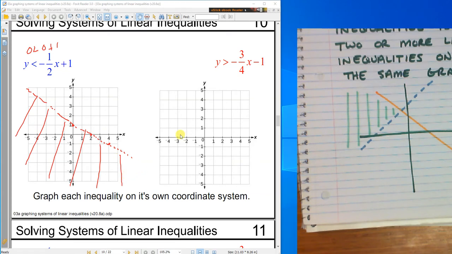This is the last lesson we did. This one, I start at -1. I go down 3, 1, 2, 3 over 4, 1, 2, 3, 4. Also a dashed line. And this one, let's test 0, 0. 0 is greater than -1. That's true, so I shade above this line.